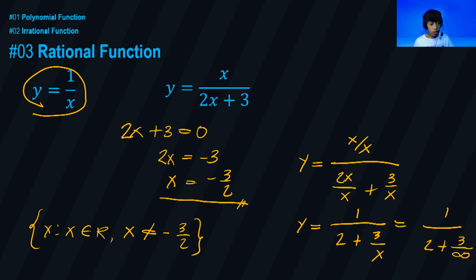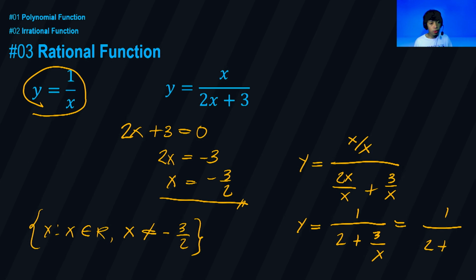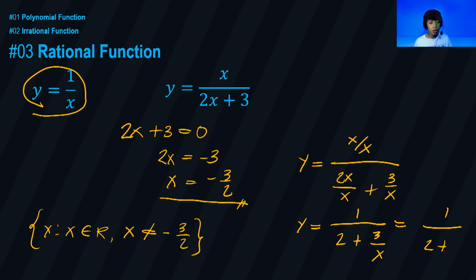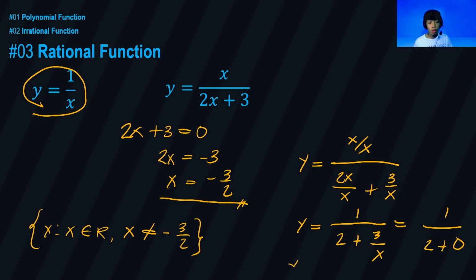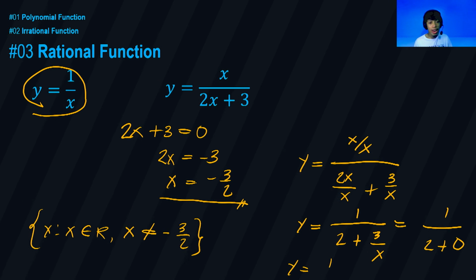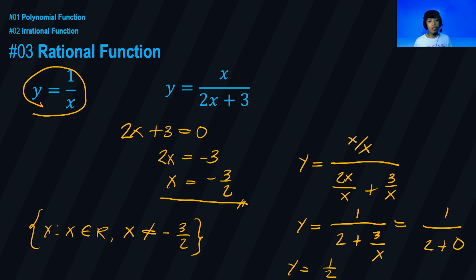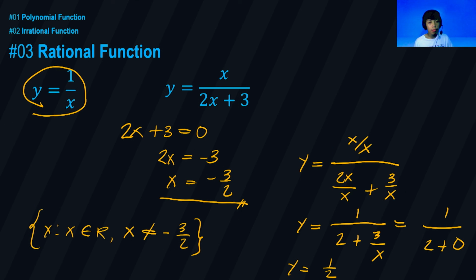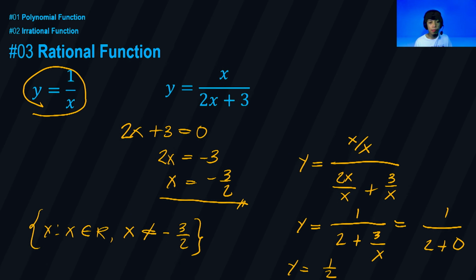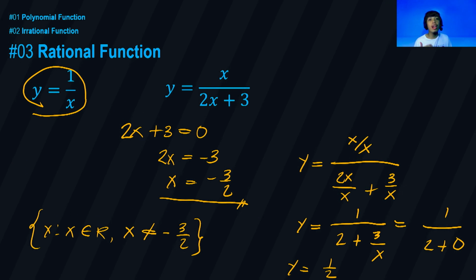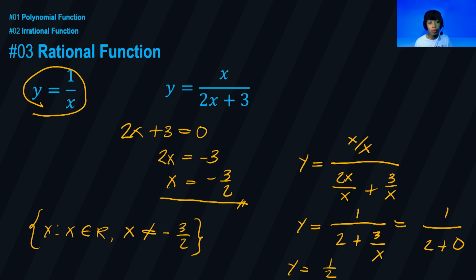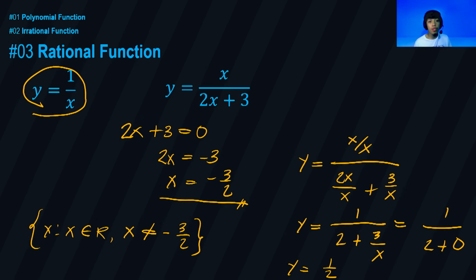So let me erase this one. This is actually equal to 0 because 3 over infinity is 0. So your y is equal to 1/2. So that's your value for y. I mean, that's your asymptote, the horizontal asymptote. This is y is equal to 1/2, your horizontal asymptote.